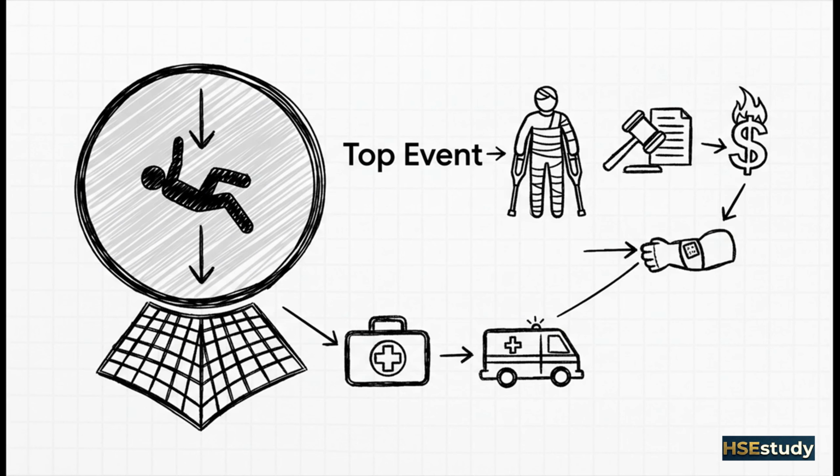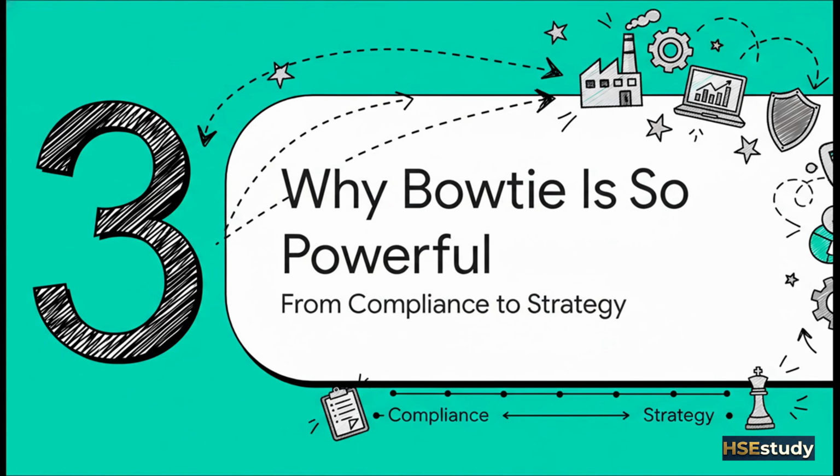Now, these don't stop the fall, that's already happened, but they do reduce its impact. A safety net, for example, won't prevent the fall, but it might just prevent the fatality. A well-drilled emergency response plan minimizes the harm after the event. These are recovery controls. So now we know how to build a Bowtie, but what makes it such a game changer for so many industries?